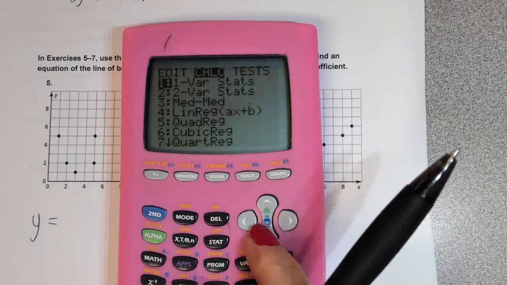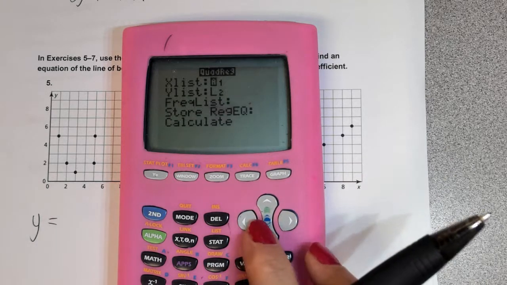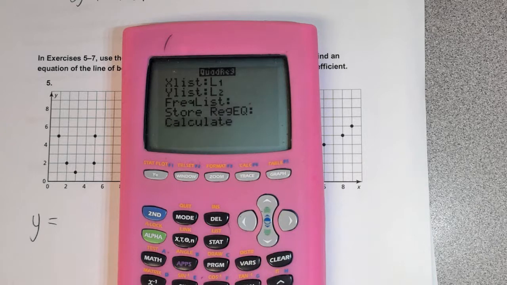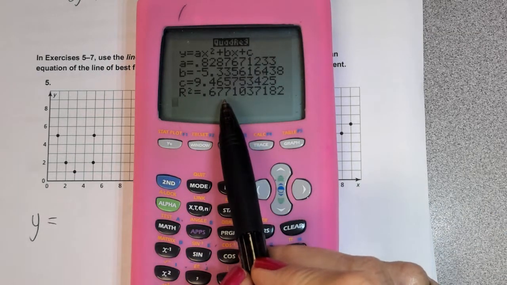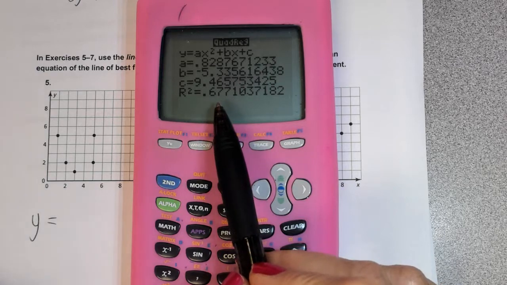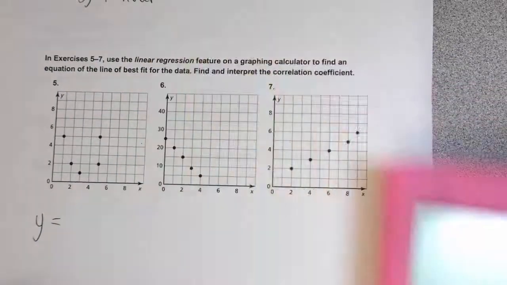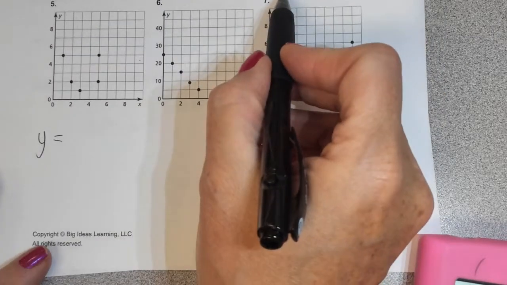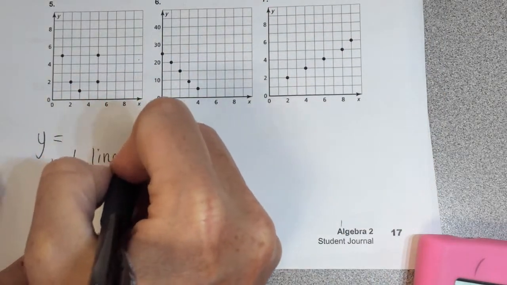Stat, calculate, and look if I did a quadratic on this. We're not really doing quadratics yet, but I'm just going to show you. Now look at our R squared. It's much better, isn't it? It's still not perfect, but it's better than it was before. But like I said, we're not doing that. Okay, so the interpretation of the correlation coefficient: not linear at all.